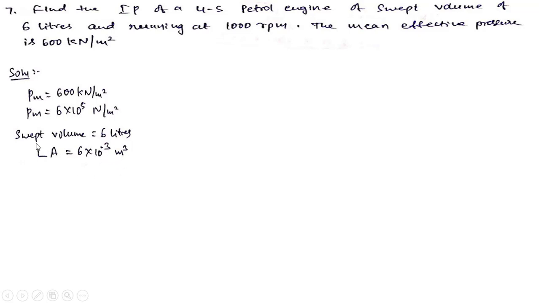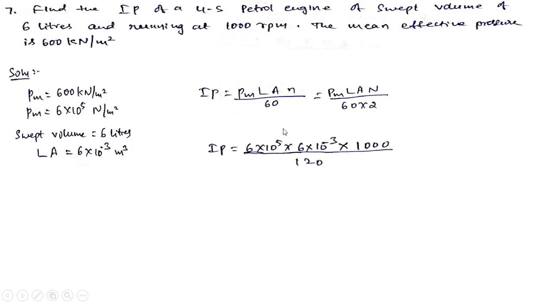That is swept volume. You can see that swept volume is the product of stroke length L and the cross sectional area A. LA we have taken together. That is swept volume, given as 6 liter, and the conversion is 6 into 10 power minus 3 meter cube. IP is equal to PMLAN by 60. It's a 4-stroke engine, so I will substitute the number of cycles as N by 2, PMLA N by 2, with 60 in the denominator as it is. So I will substitute all the values here.